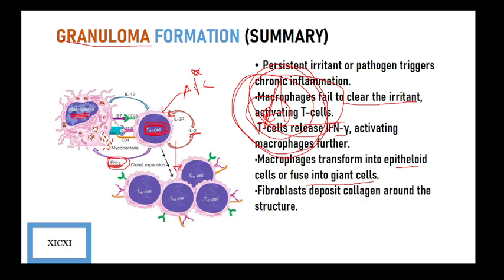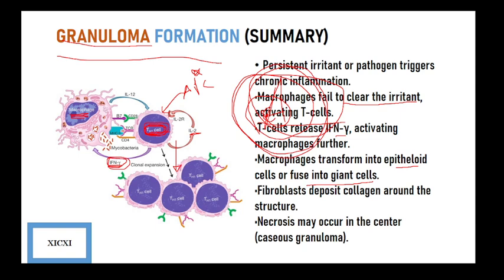What is next? There are fibroblasts, which deposit collagen around the structure. Now the granuloma is going to be formed. Necrosis may occur in the center, and then this type of granuloma is called caseating granuloma. This is an example for TB, Mycobacterium tuberculosis. They form what we call caseating granuloma. Now, this is all about the summary of granuloma formation. The same case, chronic inflammation.